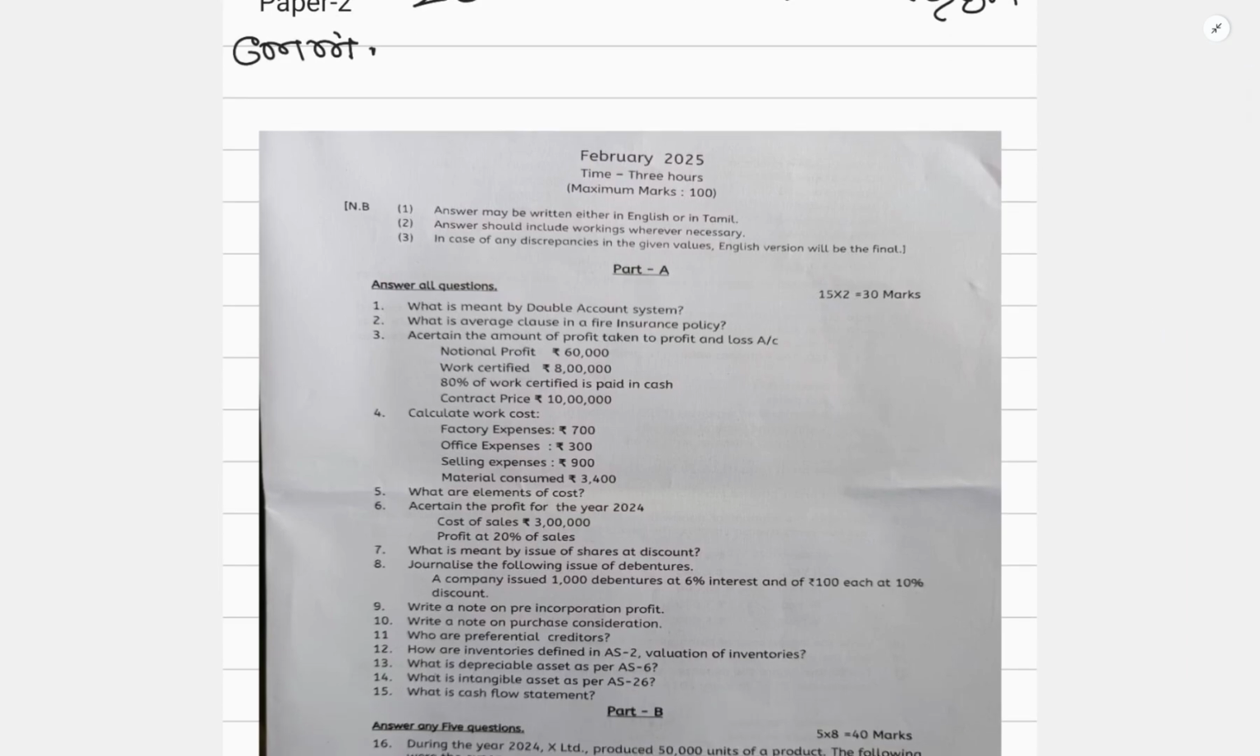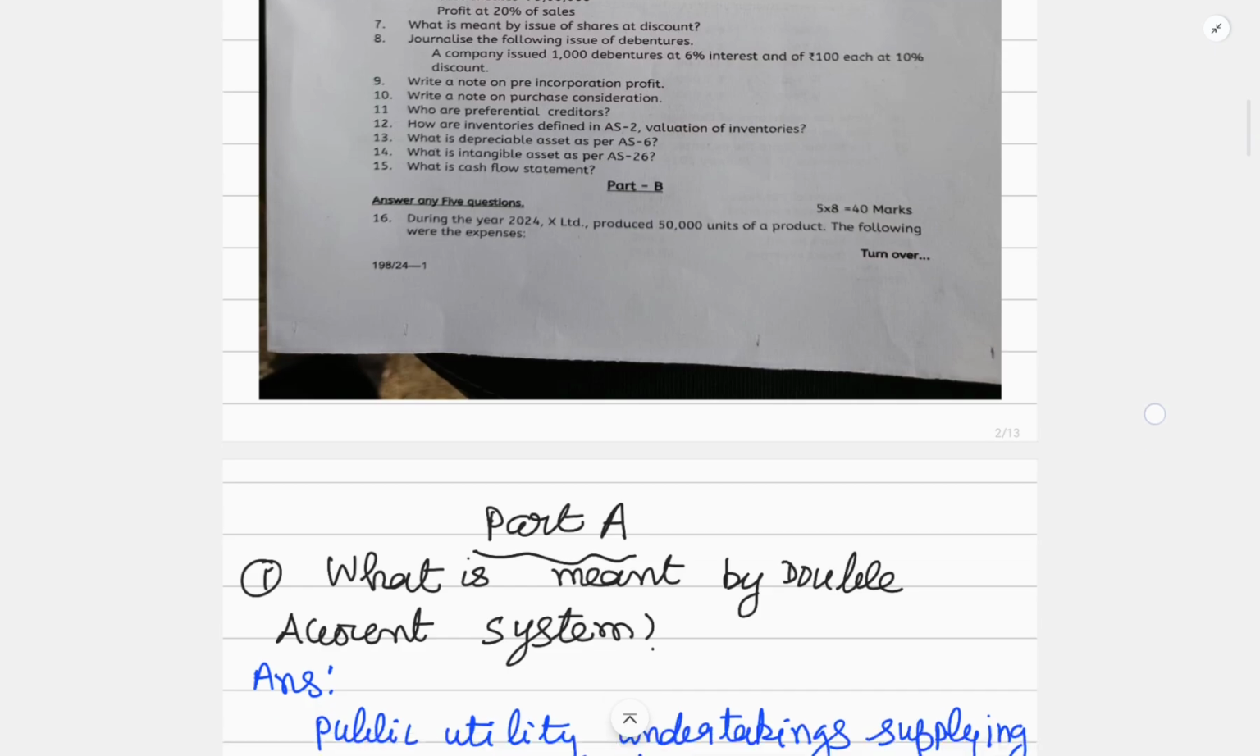February 25 Part A. Answer all the questions. There are 15 questions. Each question carries 2 marks. So, first question, what is meant by double account system?